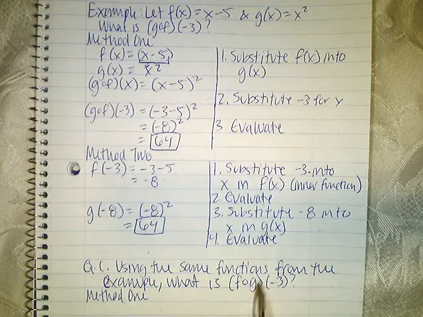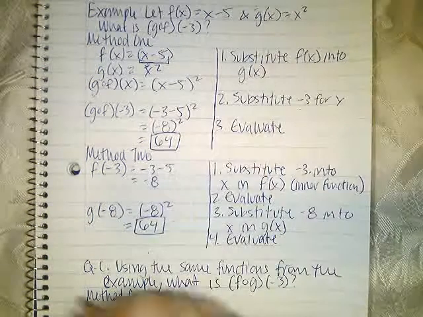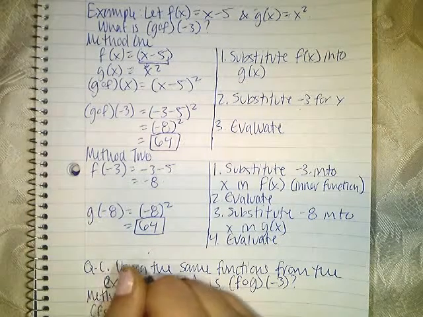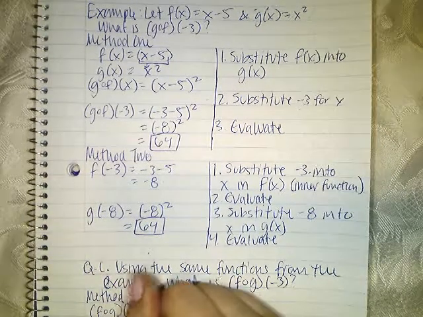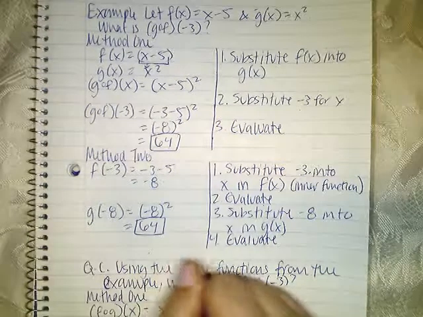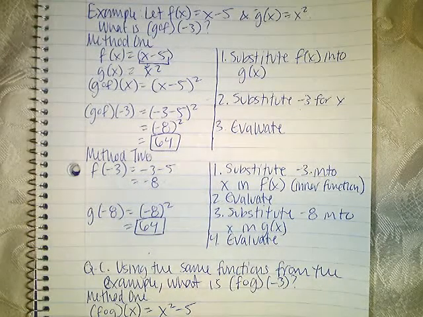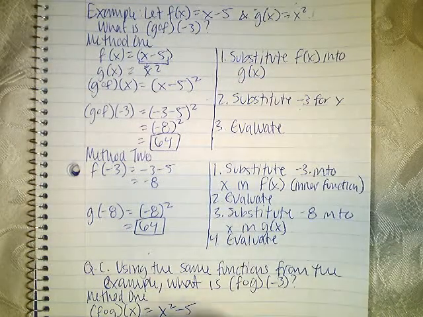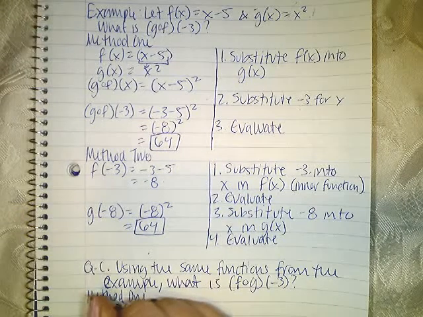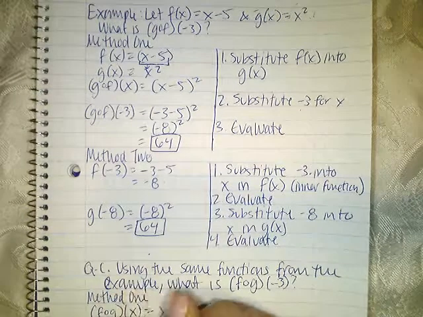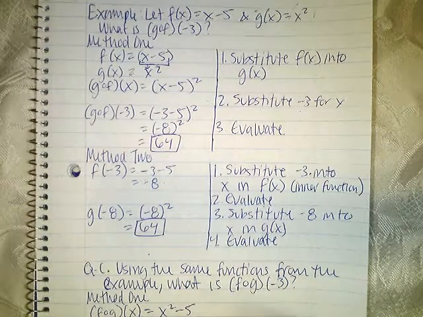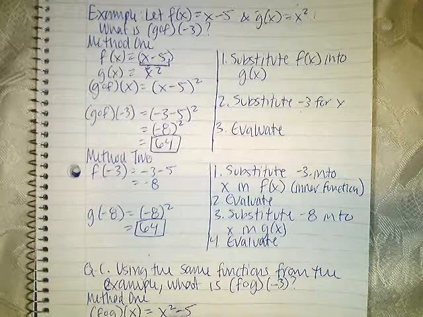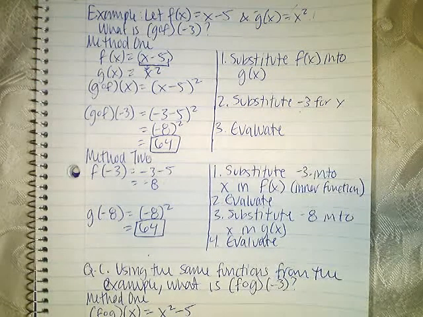So in this case, I'm plugging my function g of x into f of x. So this becomes f of g of x, which is going to be x squared minus 5, because I plugged x squared into the x here. So then I'm going to plug in my value that I'm evaluating for, -3. So I have (-3) squared minus 5, which becomes 9 minus 5, which is just 4. And that is my answer.